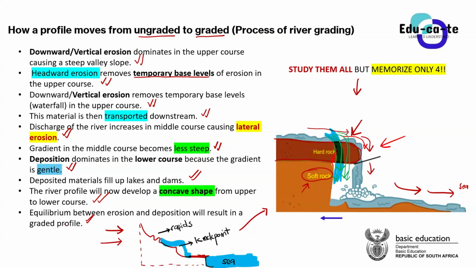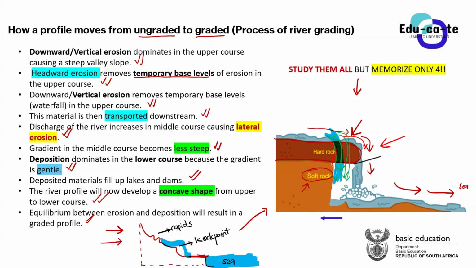You just need to talk about the processes associated with this. Talk about vertical erosion and headward erosion at the upper course, talk about lateral erosion at the middle course, and talk about deposition at the lower course. You are done. You're just explaining the elements of the river profile, the longitudinal profile, from upper course until lower course. When a river profile is moving from being ungraded to being graded, it just needs to go through these processes.